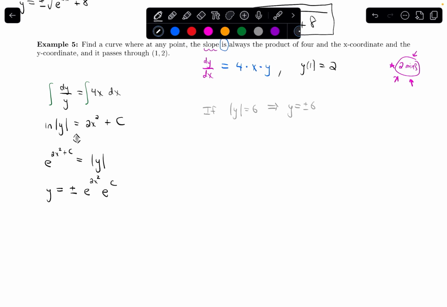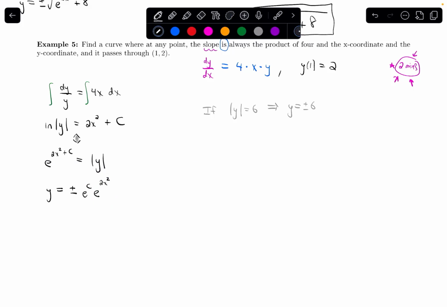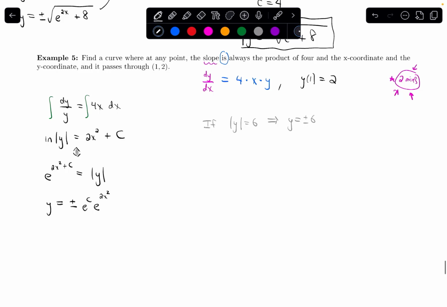In fact, I like to put this e to the c first, so let me move it around and I'll get that e to the c in the front. Nice. The next thing I notice is that e and c are both just numbers. They're both constants. So even including this plus or minus, this whole thing in front is just a constant. So let's rename it. Let this be k. So we're getting y equals k in front and then e to the 2x squared. That just makes it a little bit simpler.